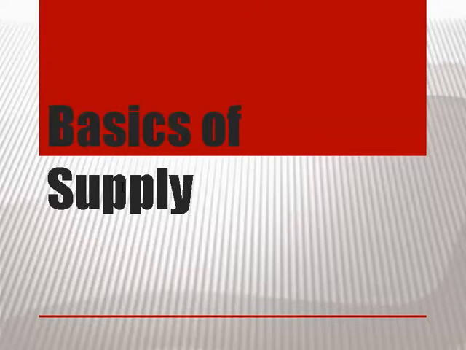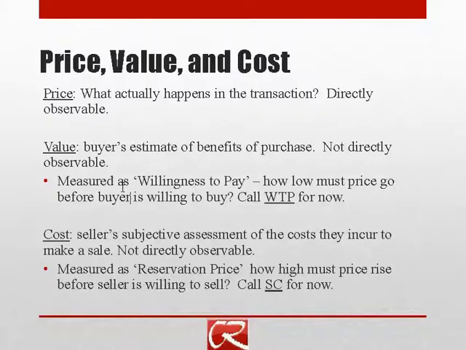So, the first part of Chapter 3 covered the basics of demand, and now we're going to go ahead and cover the basics of supply. Again, we want to think about this issue of price versus value and cost. Price, we talked about, is what actually happens in the transaction, the amount of money that changes hands. Value is the subjective internal estimate of the benefits of the purchase that the buyer gets.